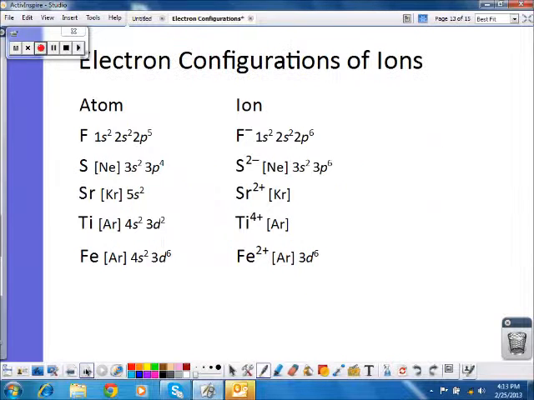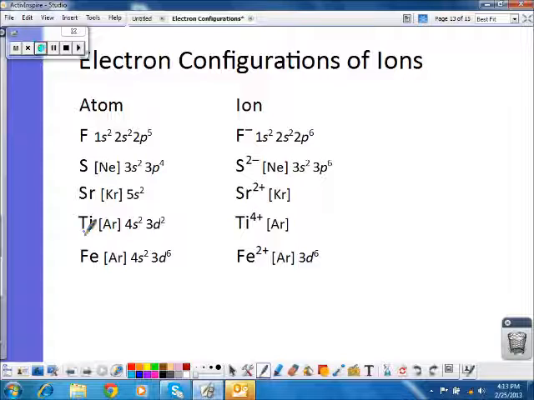So let's take a look at a couple of examples. Neutral fluorine, fluoride. Neutral sulfur, sulfide. So those ones are pretty easy. Now let's look at these. Strontium, which is in group 2, loses those two 5s electrons and becomes a positive 2 ion.